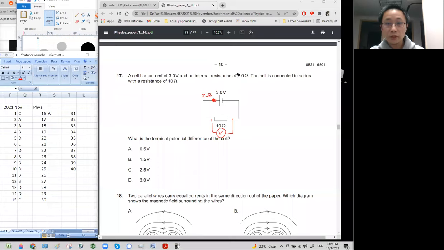So we can just use ratios. Our answer should be 2.5 because the reading would equal 3 times, or 3 divided by 12 times 10, or we can just use ratio like this. Either way should be 2.5.